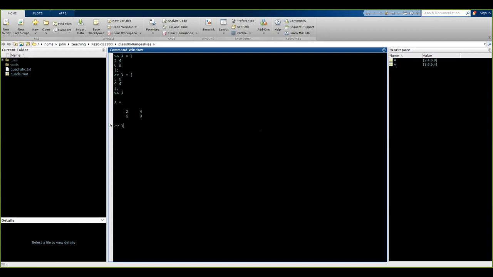So there's our A, there's our V. Now if you do A times V without the dot operator, we get 42, 28, 90, and 68. If we do use the dot operator for A times V, we get a different set of answers.